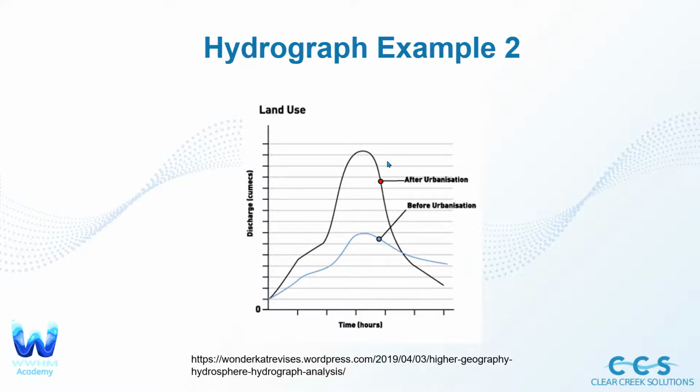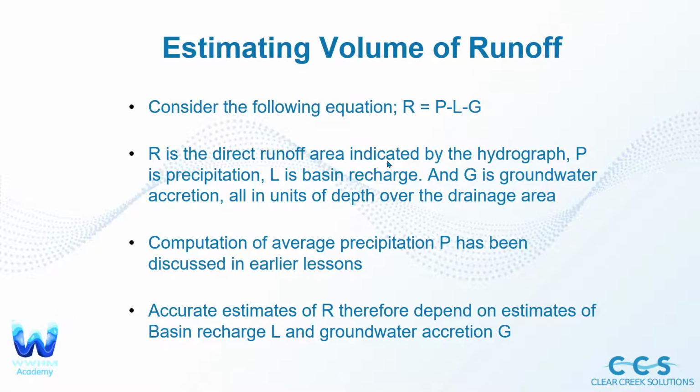So how would we go about estimating volume of runoff? Let's consider the following equation: R equals P minus L minus G. R is the direct runoff area indicated by the hydrograph, P is precipitation, L is the basin recharge, and G is groundwater accretion, all in units of depth over the entire drainage area. Computation of average precipitation P has been discussed in earlier lessons, so if you go back to the previous videos, you can learn how precipitation P is calculated and the various methods for that. Accurate estimates of R, the direct runoff, therefore depend on estimates of basin recharge L and the groundwater accretion G.